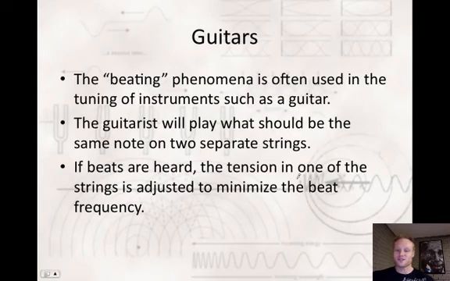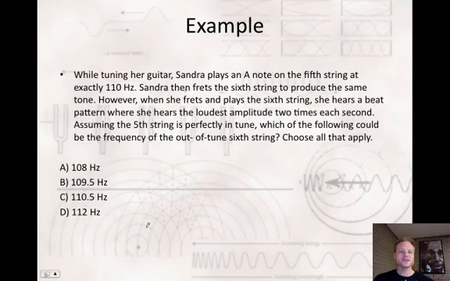The beating phenomenon, or these beats created from two waves that have similar frequency, can be used to help tune instruments such as a guitar. Let's say you play a note on one of your strings, and you try to play the same note on a different string, and you hear a beat. It means they're not in tune with one another, or they're not hitting the same note. If you hear beats, the tension in one string needs to be adjusted to minimize that beat frequency. And when you don't hear any beats at all, you know your guitar strings are in tune with one another. All right, let's take a look at an example problem.